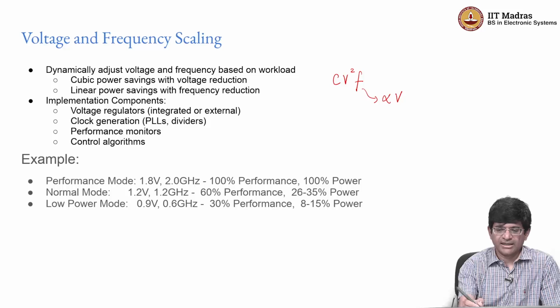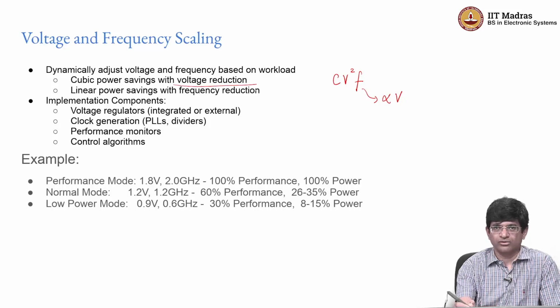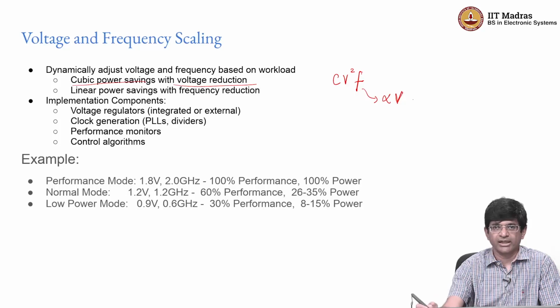What that means is that by scaling the voltage and also scaling the frequency, it might be possible to get a cubic power saving in voltage reduction. Because let's say that I want to operate at a lower frequency, I can also then operate at a correspondingly lower voltage, and the net benefit is going to be a quadratic factor from V squared, and also a term from F, finally giving us a reduction in power proportional to V cubed.